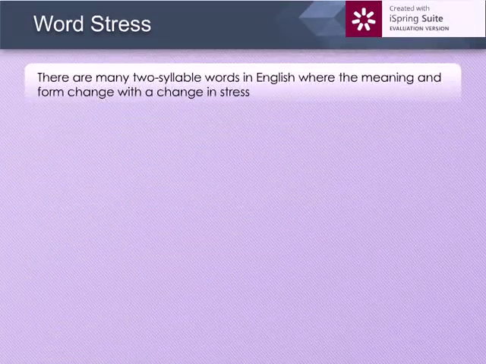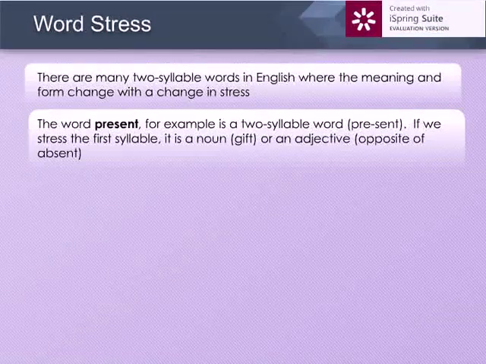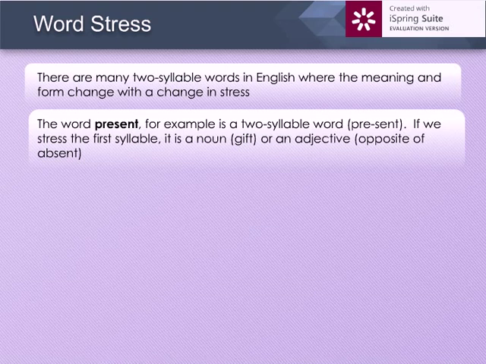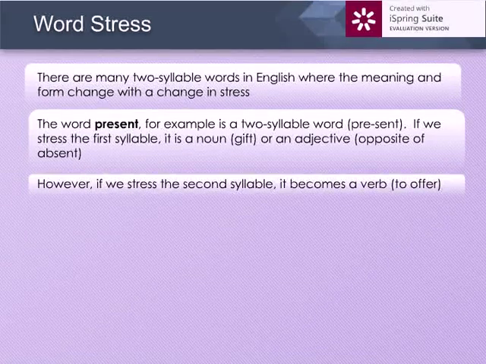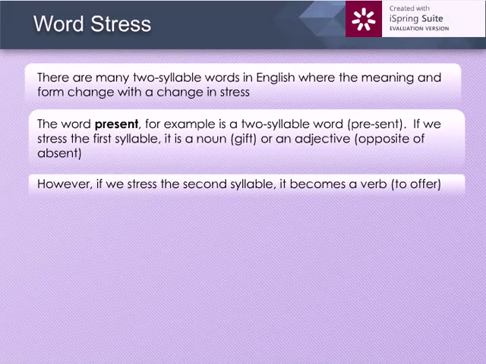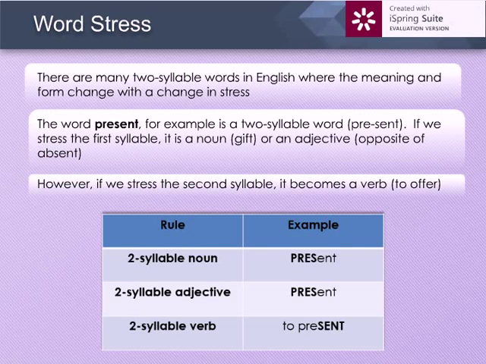There are many two-syllable words in English where the meaning and form change with a change in stress. The word present, for example, is a two-syllable word. If we stress the first syllable, it is a noun or an adjective. However, if we stress the second syllable, it becomes a verb. For example, present.